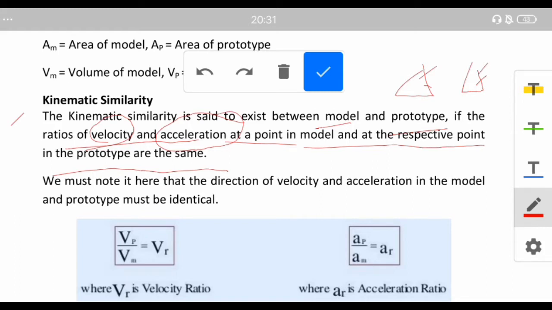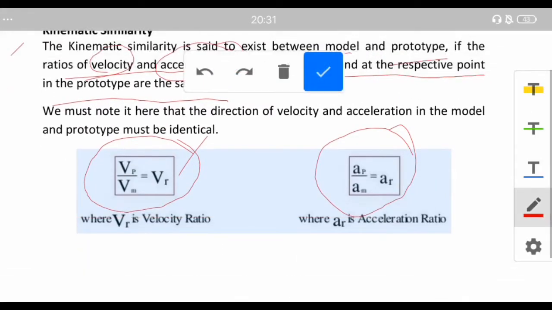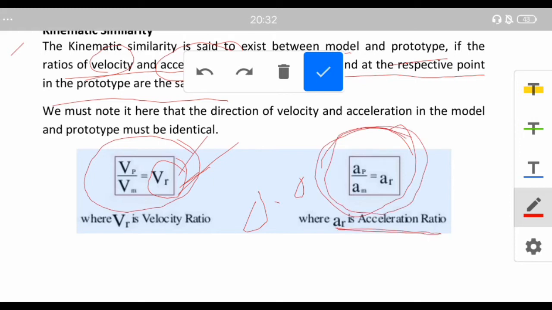Similar in the sense that Vp upon Vm should have one ratio Vr, and also Ap upon Am should have one ratio Ar. It's not that Vp will be equal to Vm, but it should maintain a particular ratio Vr, and this Vr ratio should be maintained at every point of the model and prototype. Similarly, Ap upon Am is equal to Ar, the acceleration ratio, and Vr is the velocity ratio.